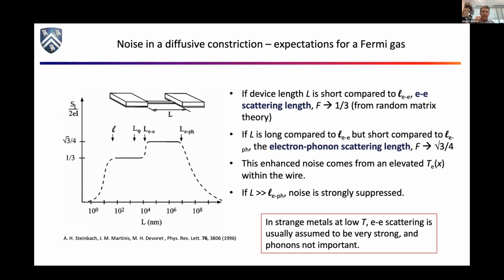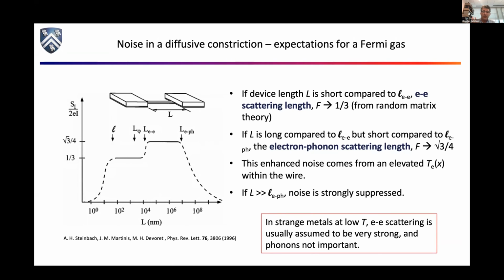So for a Fermi gas, this is all old news. By old news, I mean it goes back 26 years to the 1990s. If I have a relatively short piece of some sort of metal, and the device is short compared to the typical electron-electron scattering length, you expect the Fano factor of the shot noise in this little constriction to be a third.